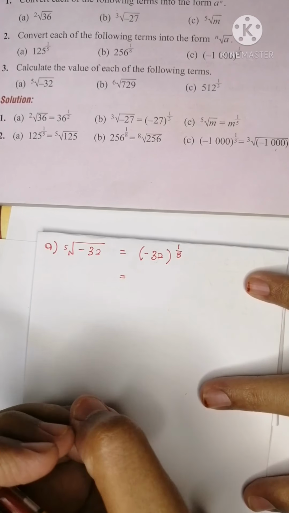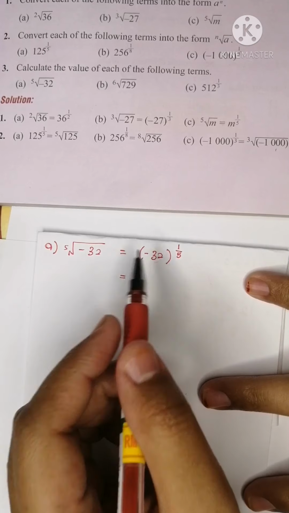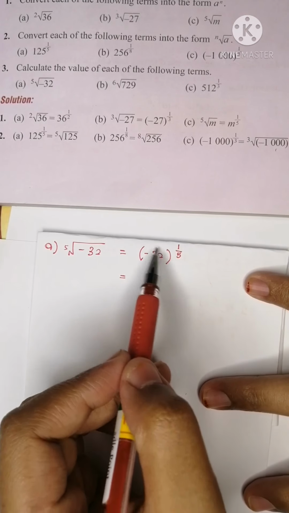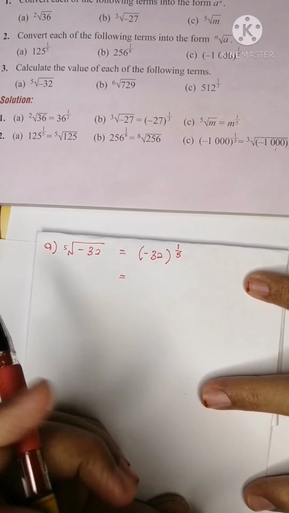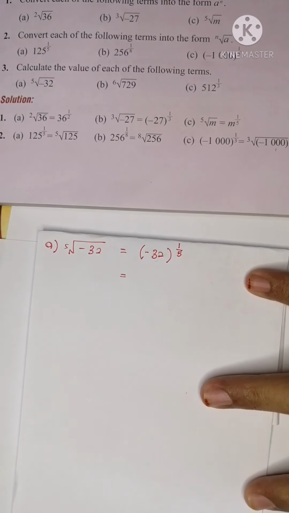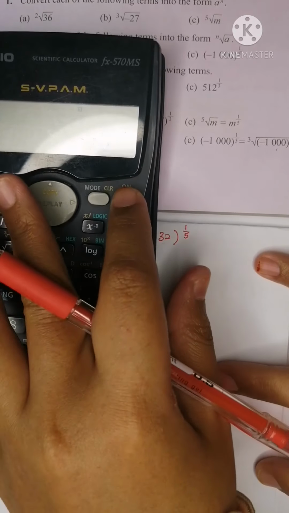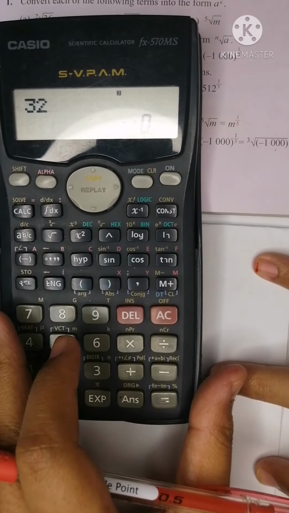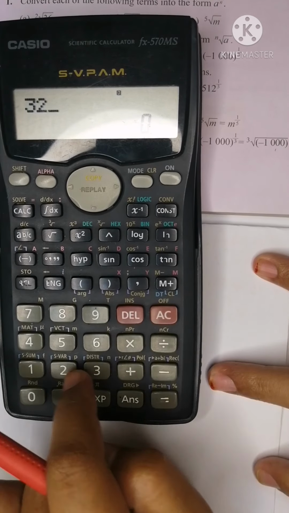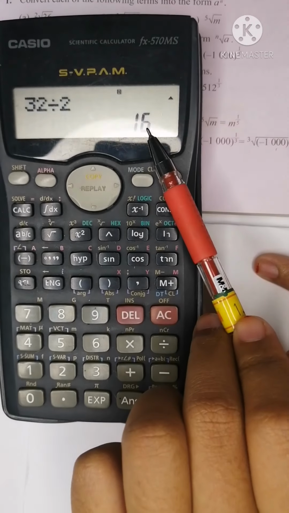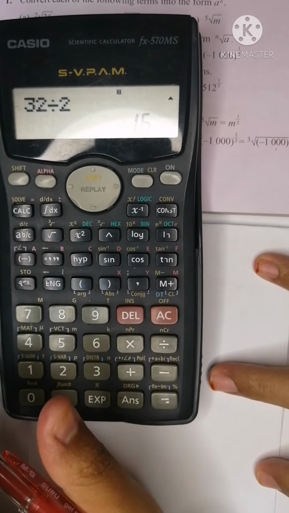32 is a big number, so I want you to change 32 into a suitable base. How do you choose the suitable base for 32? The way is, you need to do like this. 32, you divide with any value, for example 2. We got a whole number, right? So it is possible for 32 to change into base 2.